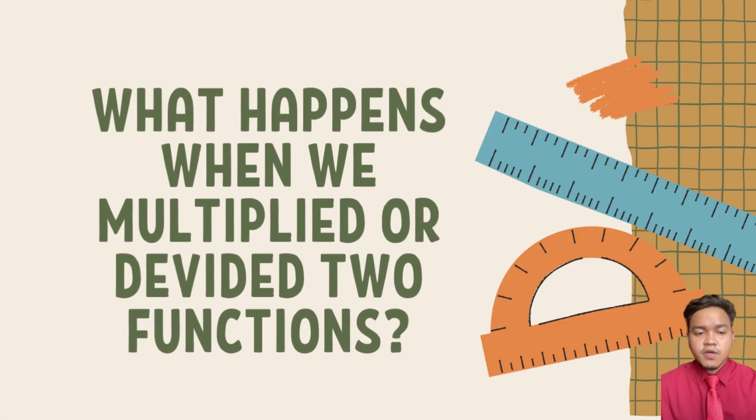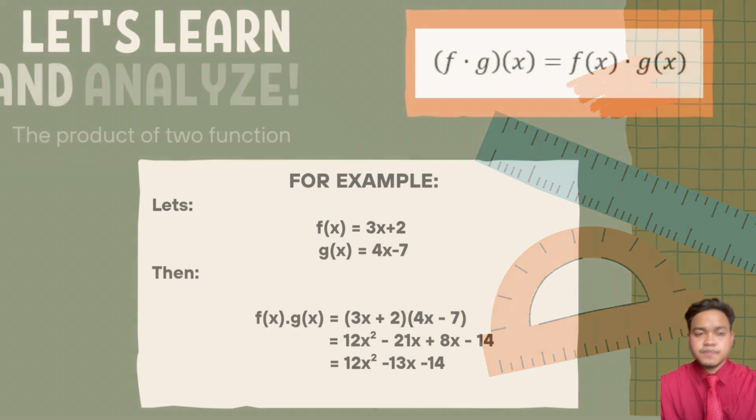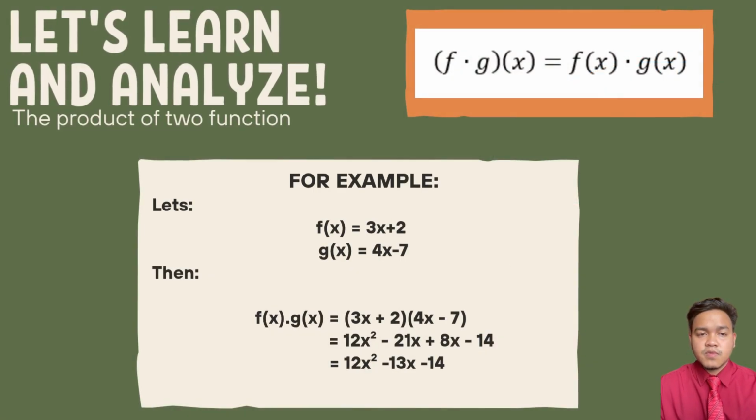So now we are going to learn about two important ways that we can combine functions. The first one is the product of the functions, and the second one is the quotient of the functions. When we talk about the product of two functions, we mean that we multiply them together.